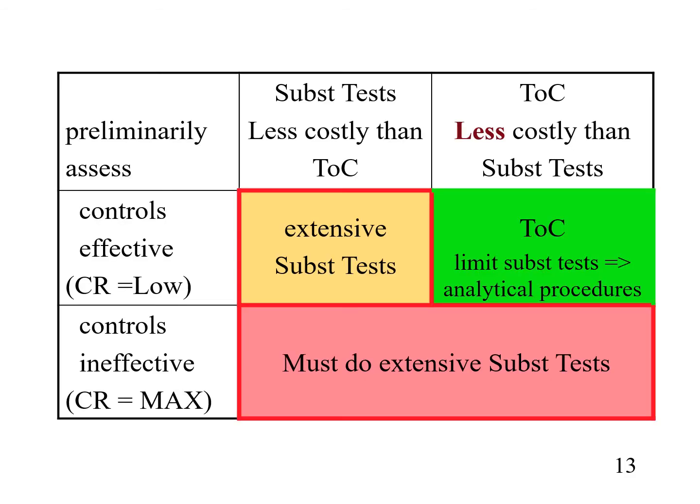Private companies. Okay, the only time we're going to take the reduced level of control risk approach is when we believe the controls are effective and we believe it will be less costly to test controls than performing substantive tests. If controls are ineffective, we don't really have any choice. If the controls aren't effective, we can't rely on them. Therefore, we're going to have to perform extensive substantive tests. If the controls are effective, but we believe substantive tests are less costly, we're going to take the primarily substantive approach because we can achieve our objective for less cost.